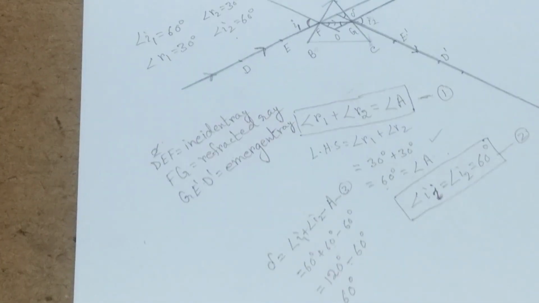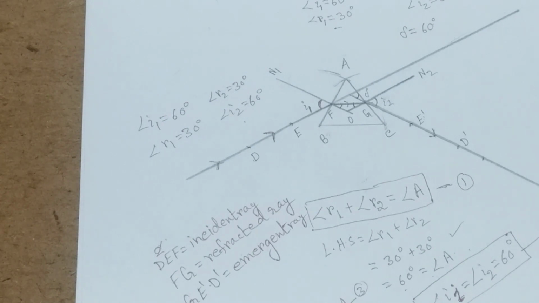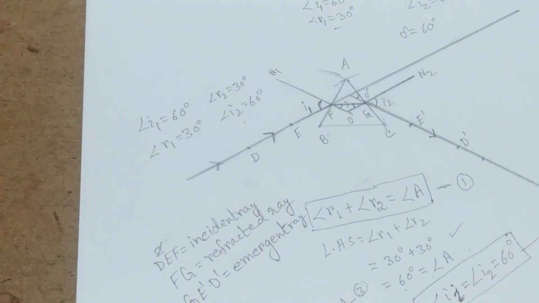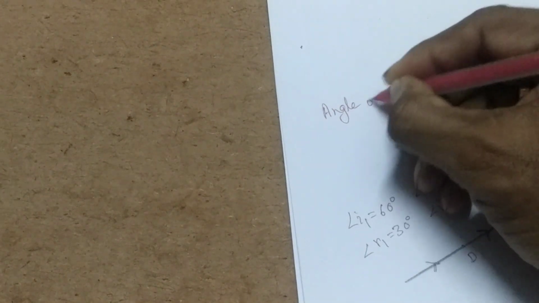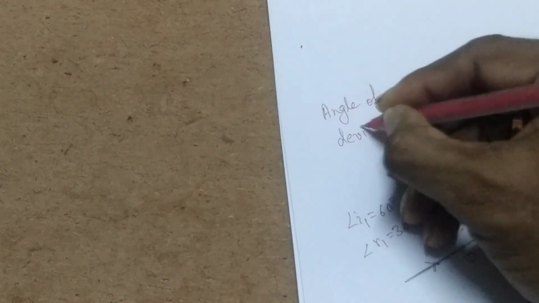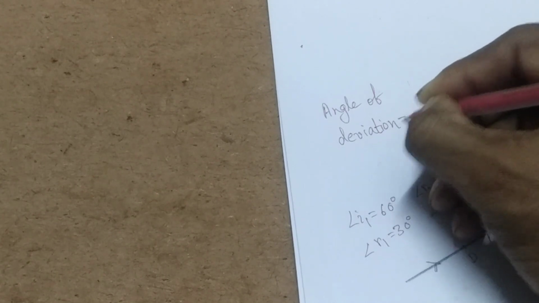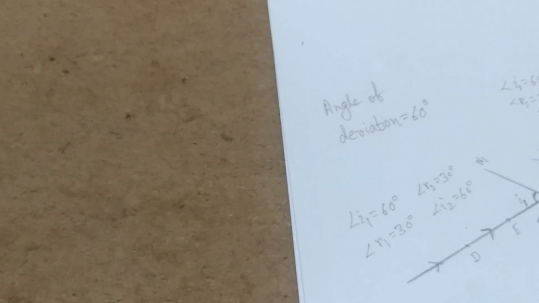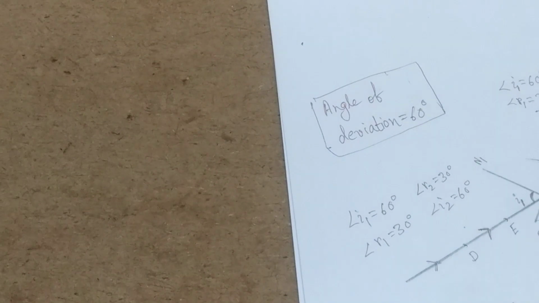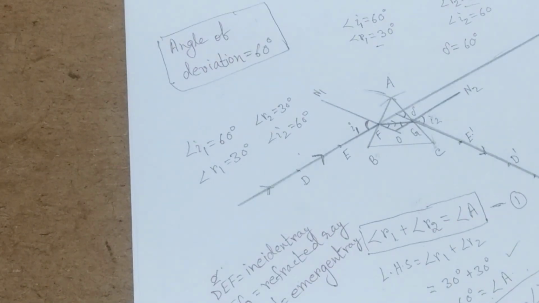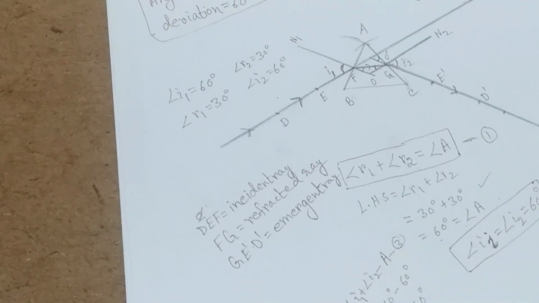That means in our experiment we got the exact value of all these things. Therefore, we got the angle of deviation in this prism. We are writing here that angle of deviation is equal to 60 degree, right? That means we found that the angle of deviation in this prism is 60 degree. And we also checked that all the theories in the deviation of angle of prism are correct.